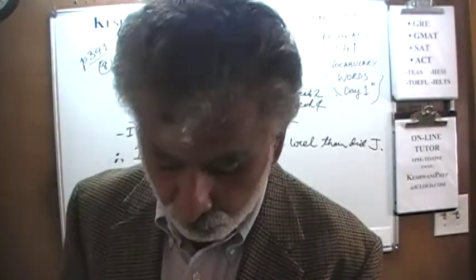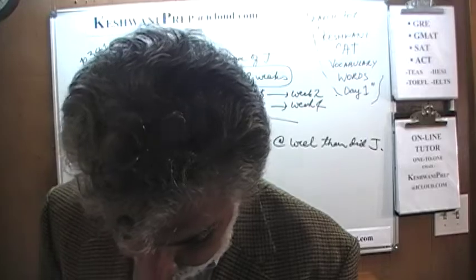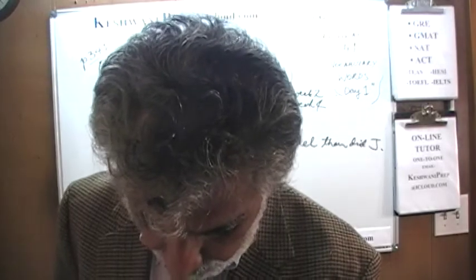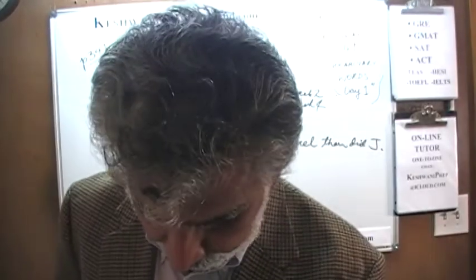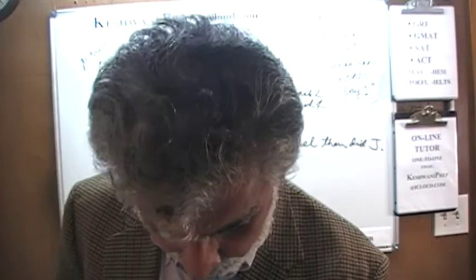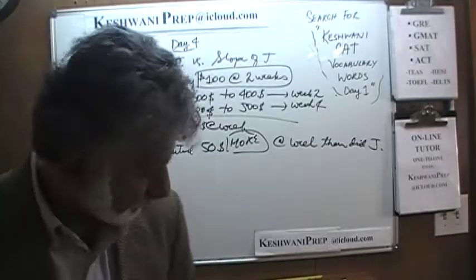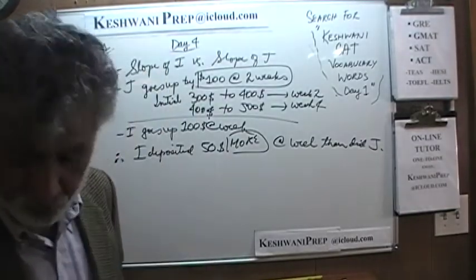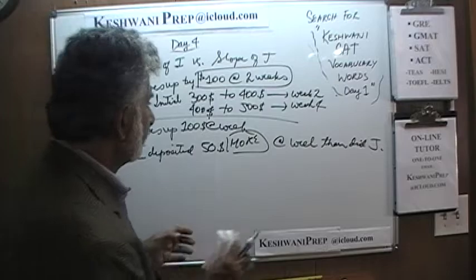I'm going to read the question to you verbatim. It says, after they made their initial deposit, how much more did Ian deposit each week than Jeremy? Ian deposited $50 more per week compared to Jeremy. That's all it is. Okay, sometimes it helps to read the problem verbatim, because then we know what's going on.